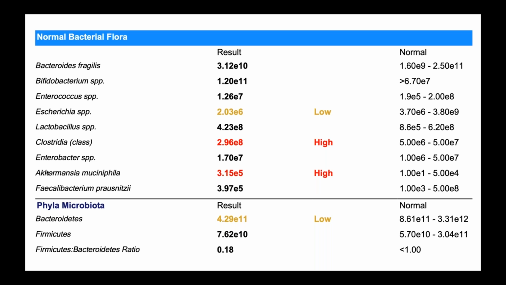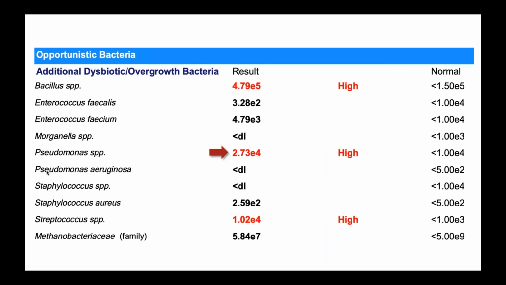But in this case, we're seeing some evidence for a mix of insufficiency dysbiosis, which is basically a lack of some of the key beneficial bacteria, and then also a little bit of an overgrowth pattern, which is something we commonly see when patients have digestive dysfunction issues, SIBO-type symptoms, et cetera. We also tend to see an overgrowth pattern in the opportunistic bacteria section.